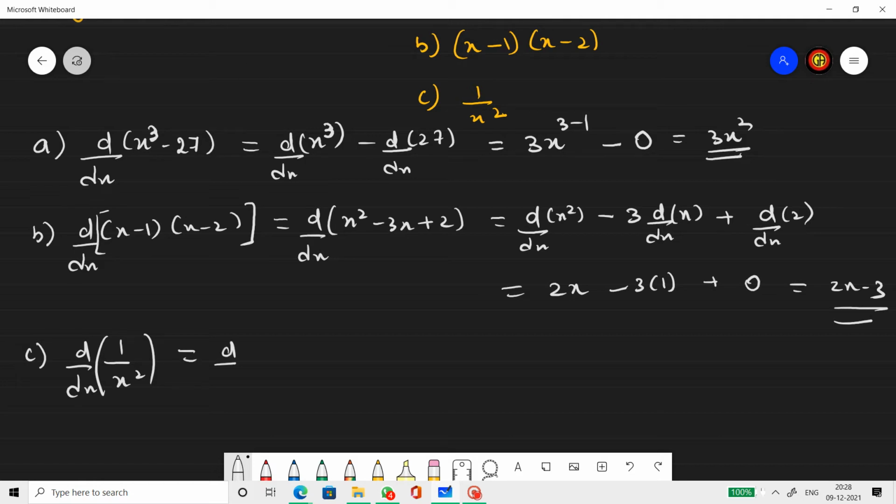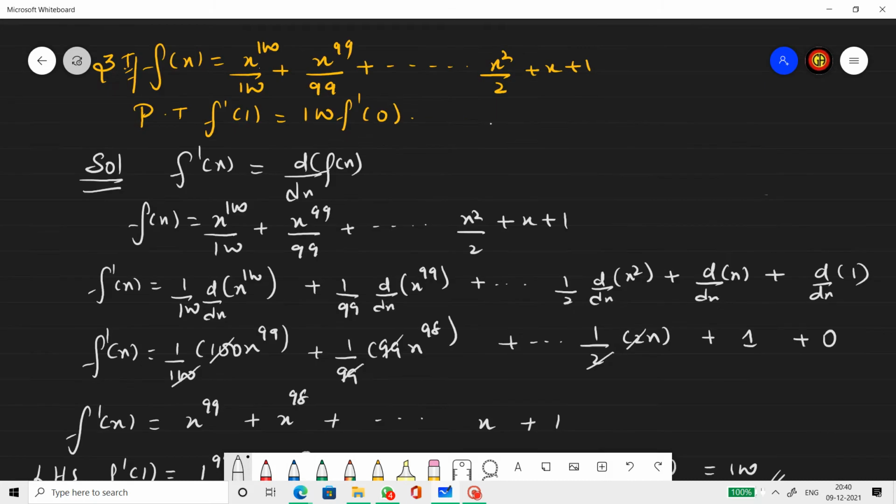So I am going to write this as d/dx of x to the power of minus 2. Now use the x power n rule. Don't make the mistake of applying the x power n rule by keeping x in the denominator. You have to bring it up and then use the rule. So minus 2 x to the power of minus 2 minus 1, so minus 2 x to the power of minus 3, which is minus 2 by x cube.